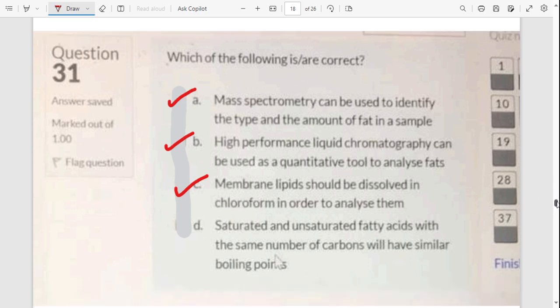And then D, saturated and unsaturated fatty acids with the same number of carbon atoms will have similar boiling points. Really not true. So normally saturated fatty acids are going to be solids at room temperature and unsaturated ones are going to be liquids. So saturated ones require more energy to boil than unsaturated ones.